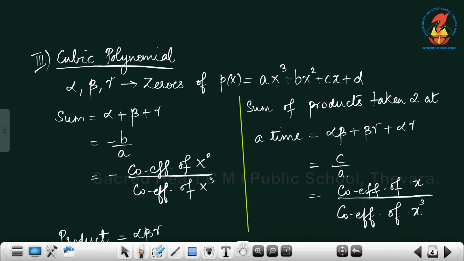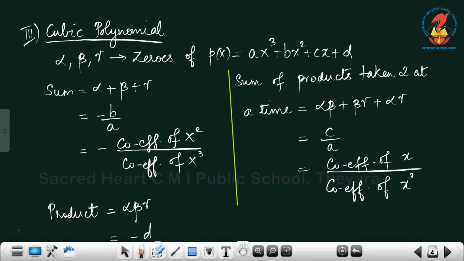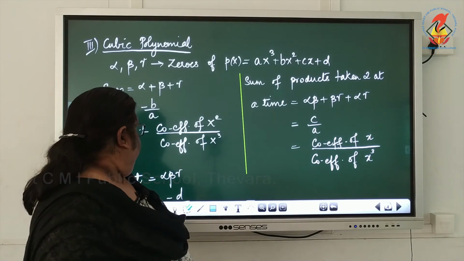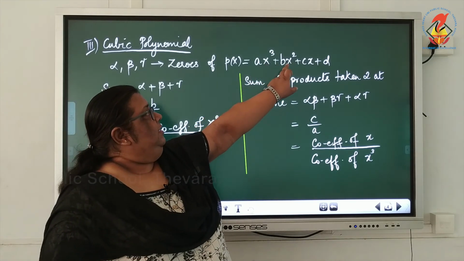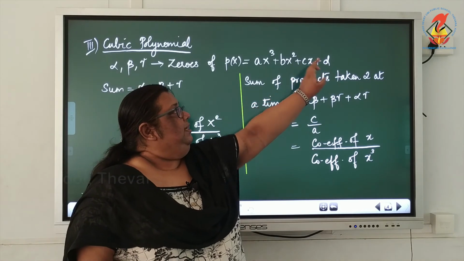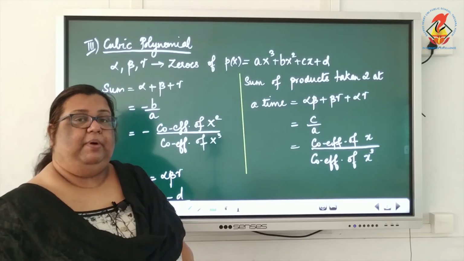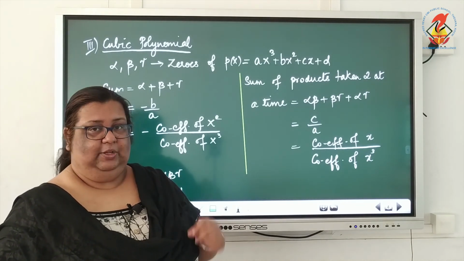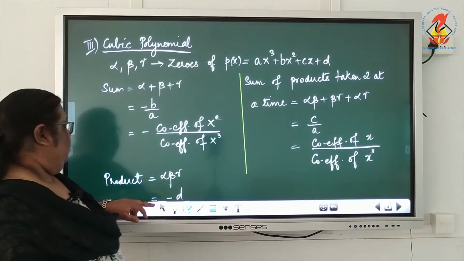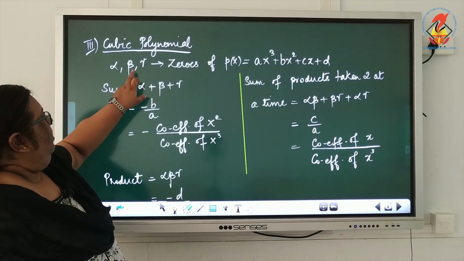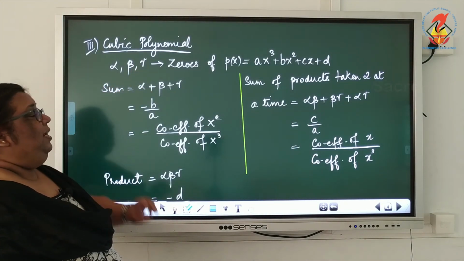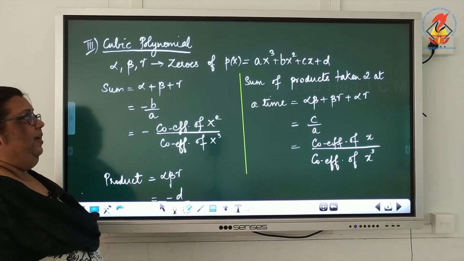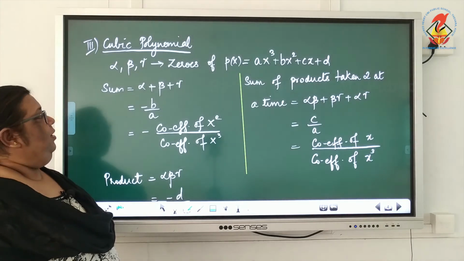Now, the third type of polynomial is the cubic polynomial. You know the general form of the cubic polynomial is ax cube plus bx square plus cx plus d. Highest power is 3. So, how many zeros will we get? We get 3 zeros. And those 3 zeros I am taking as alpha, beta, gamma. So, let alpha, beta, gamma be the zeros of p of x, which is a cubic polynomial.